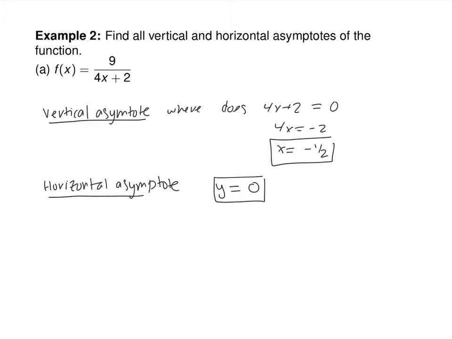And how that relates to the rules you were given on the previous page is that the degree of the numerator is 0, because it just has a constant. The denominator's degree is 1, it's bigger. But you can think, okay, 9 over a huge number makes 0. Horizontal asymptote is the same thing as end behavior. Just we didn't talk about end behavior with rational functions yet.